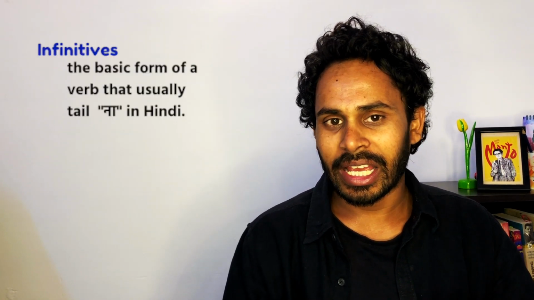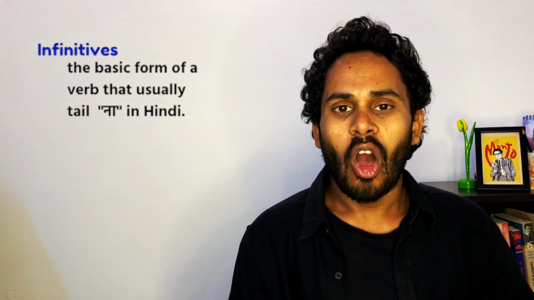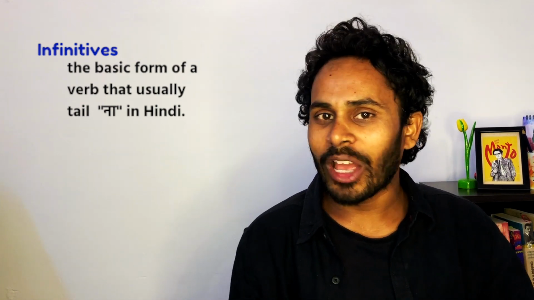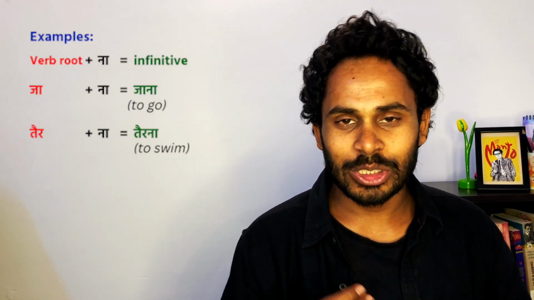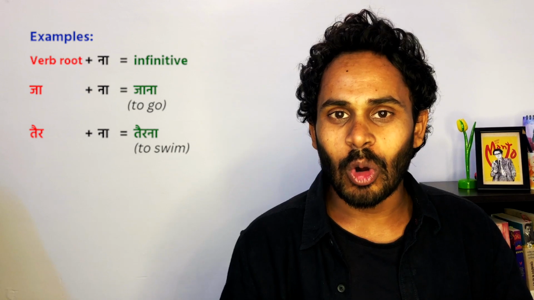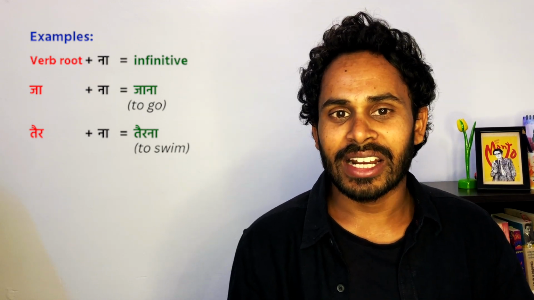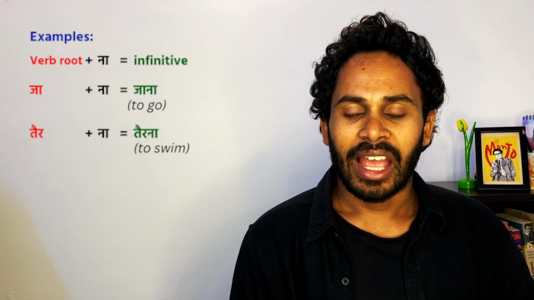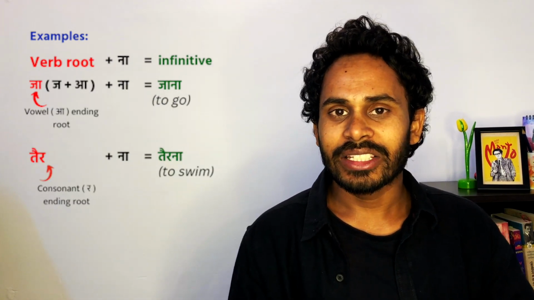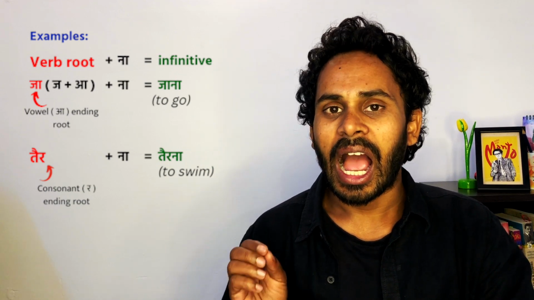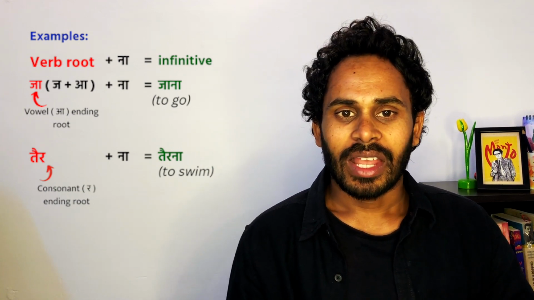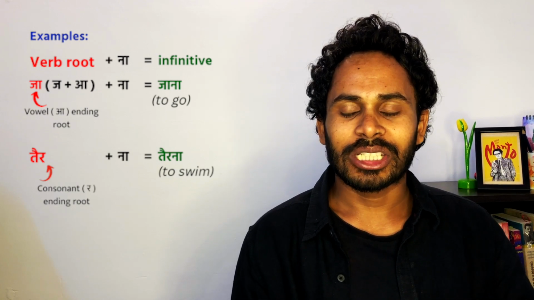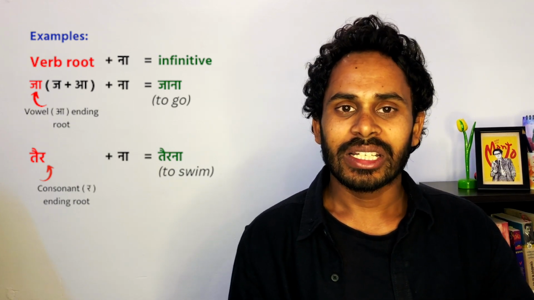To form imperatives in Hindi, you first have to know the infinitive form of the verbs. All Hindi infinitives have the na ending. There is no exception. I am taking two infinitives as examples here. The first one is jana, to go, and the second one is tairna, to swim. Jana has a vowel-ending root: ja is a root ending with a, which is a vowel. The second one is tairna, which has a consonant-ending root, tair.